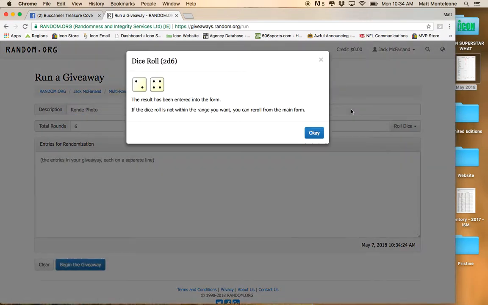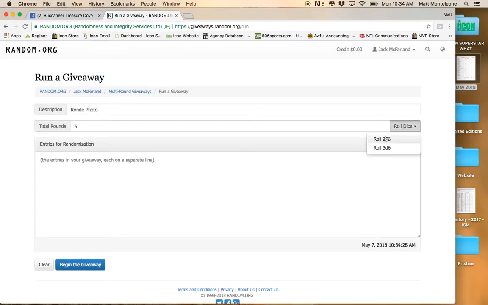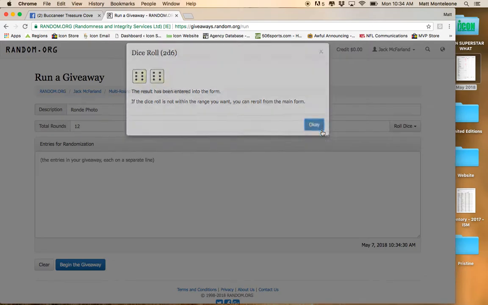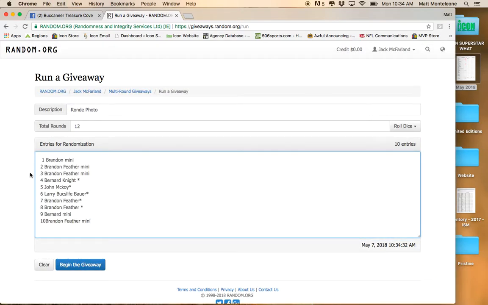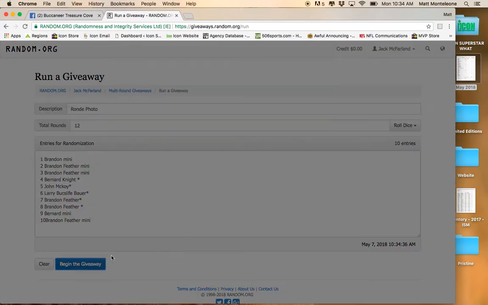The dice roll has to be 7 or greater. First roll is a 6. Second roll is a 5. Third roll is a 12. 10 spots, 12 times. Good luck.